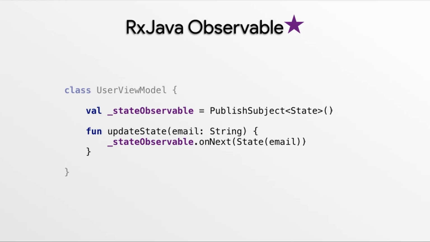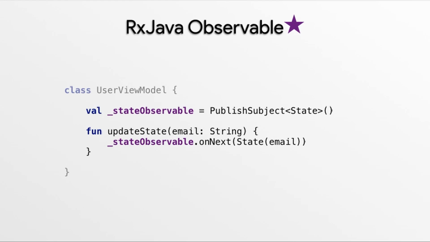How do we send the data? We just say onNext. So in our case, we get the email address, we've got stateObservable.onNext, and we send it a state with the email. Now in the real world, you would have various fields in that state, but sticking to email for now.